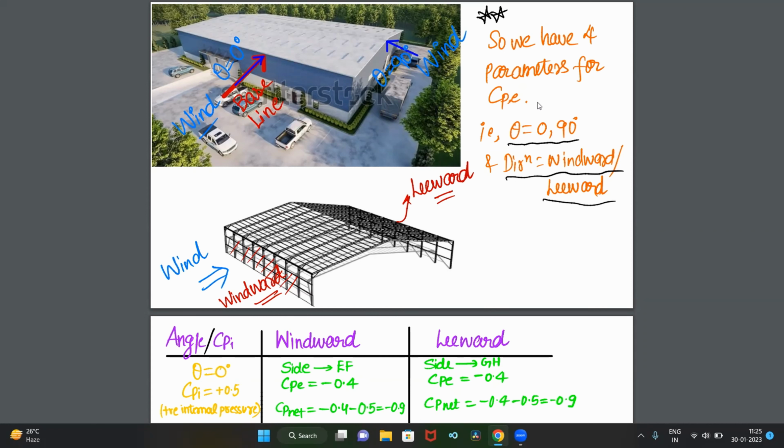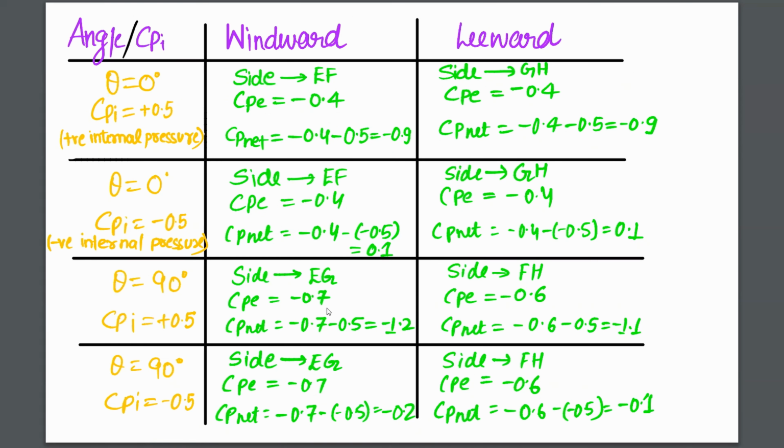So we got ultimately 4 parameters, that is theta 0, theta 90 and windward, leeward direction. Using these parameters, we are going to make a table for windward and leeward direction. If theta is 0 degree and CP internal is plus 0.5, theta is 0 degree, CP internal is minus 0.5, theta is 90 degree, CP internal plus 0.5, theta is 90 degree, CP internal minus 0.5. These are all the variables, and corresponding to these variables, we have to calculate the value of CP net in windward direction and in leeward direction.